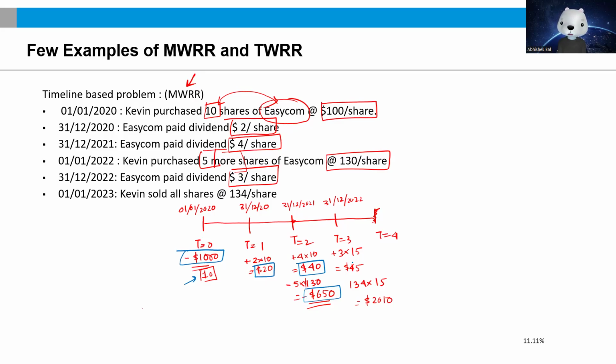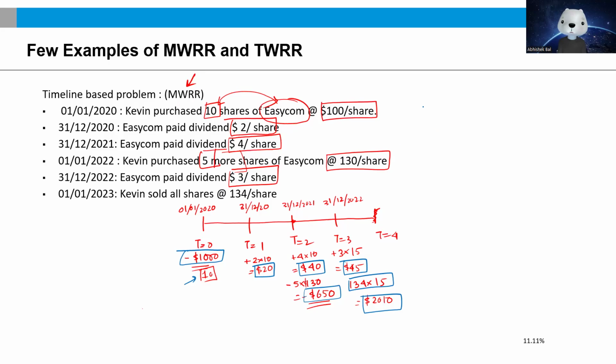A year down the line, all the shares paid $3 dividend. Thus, Kevin, having 15 shares, received a cash inflow of $45, and no sooner he got the dividend, he sold the shares at $134 a piece, all 15 of them, resulting in a cash inflow of 2010 US dollars. We are to calculate the money weighted rate of return.